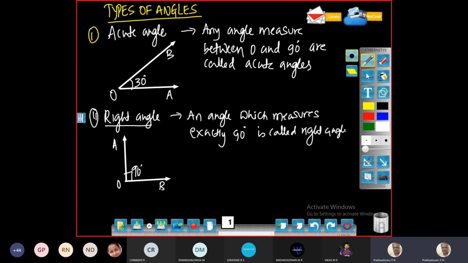Another type is the obtuse angle. Let us go to the obtuse angle afterwards, if you have noted it.